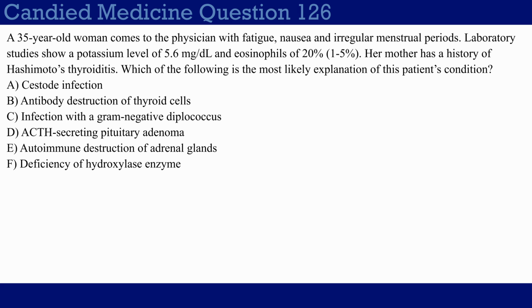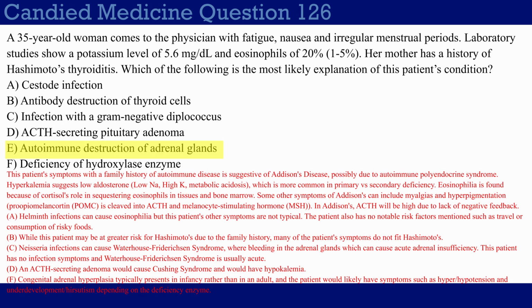So this patient's fatigue, nausea, and irregular menstrual periods are suggestive of Addison's disease. Especially with this history of autoimmune disease in her family, it should make you suspect autoimmune destruction of her adrenal glands. So choice E, autoimmune destruction of adrenal glands, is the correct answer. Possibly due to autoimmune polyendocrine syndrome.